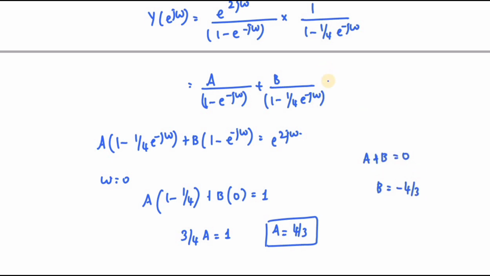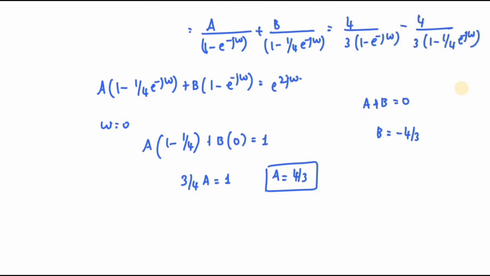So you substitute it here: 4 by 3 over (1 minus e power minus j omega) minus 4 by 3 over (1 minus 1 by 4 e power minus j omega). So my y of n is equal to 4 divided by 3 times 1 power n minus 4 by 3 times (1 by 4) power n, u of n. Okay, so this is your answer.